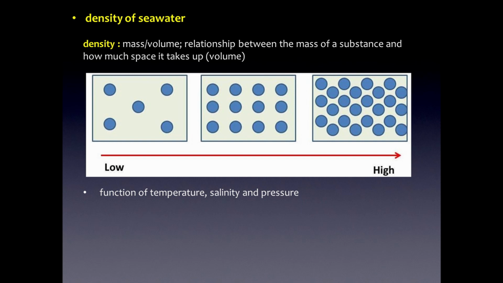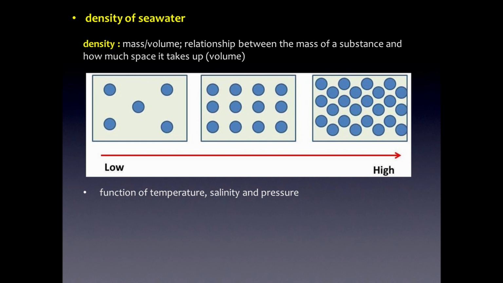It's mass over volume. It's the relationship between the mass of a substance and how much shape or space it takes up, its volume. Here we have a little chart that gives you an example of what a low density substance might be, and what a high density substance might look like. So with low density, we might only have, for example, water with only a few particles dissolved in it, a few dissolved solids. Denser water will have many more dissolved solids present within it.